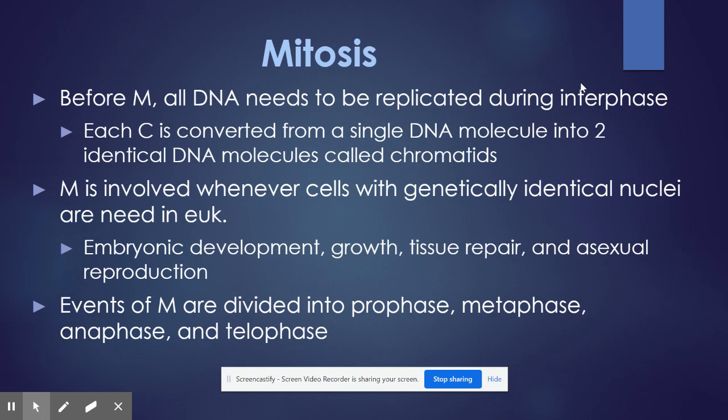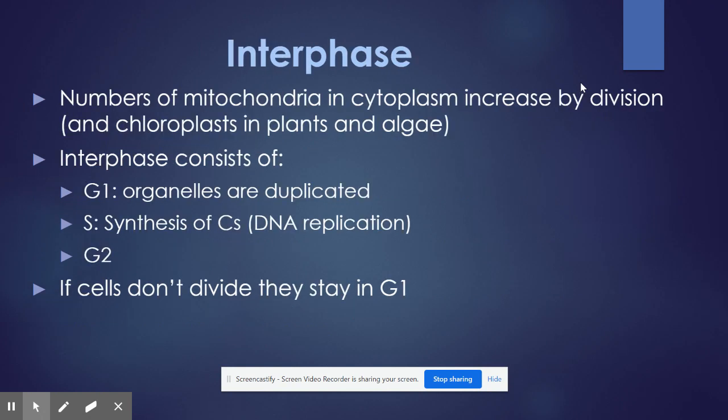Mitosis is involved whenever cells with genetically identical nuclei are needed in eukaryotes. This happens in embryonic development, growth, tissue repair, and asexual reproduction. I believe that might even be on the test. The events of mitosis are divided into PMAT: prophase, metaphase, anaphase, telophase. So we have interphase, then we have mitosis, which is PMAT.